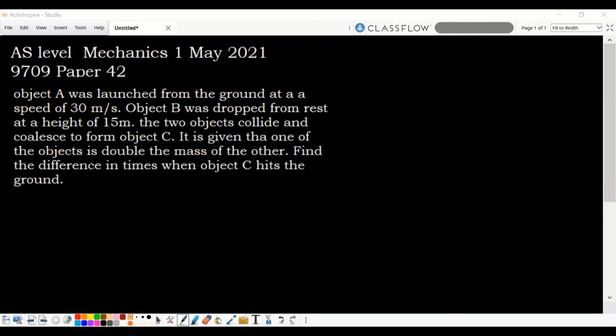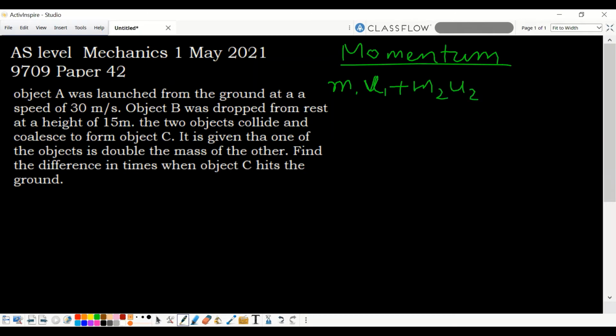Okay, for the second part of the question, we need some more space, so I have cleaned it. So now, because they are colliding, we will use conservation of momentum. All right, so it will be m1 u1 plus m2 u2 equal to m1 plus m2 v. Yeah, because they became one body, so we will use this one. So, do we know u1 when they collided? No. So let's find it.